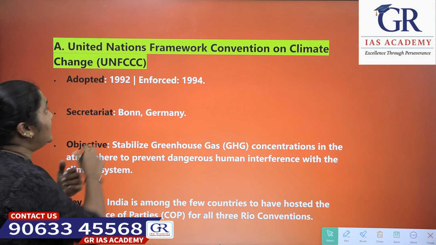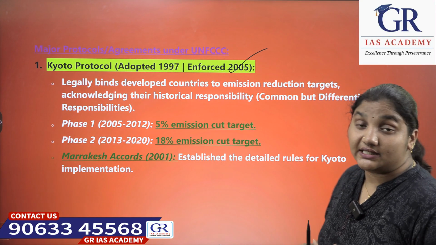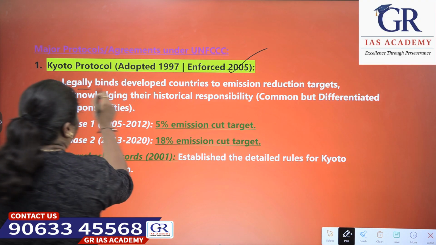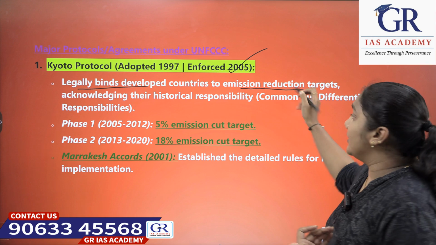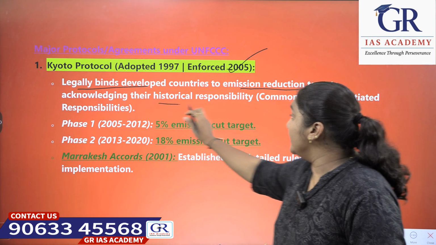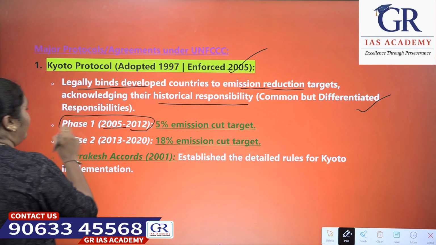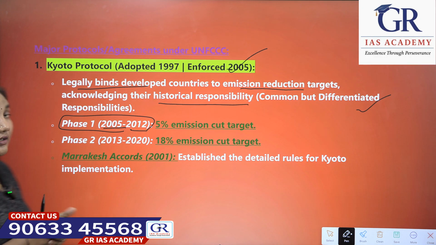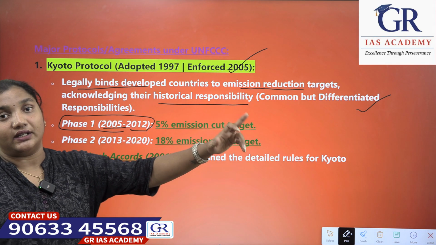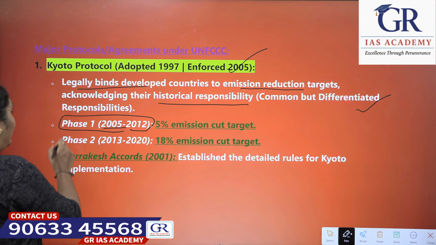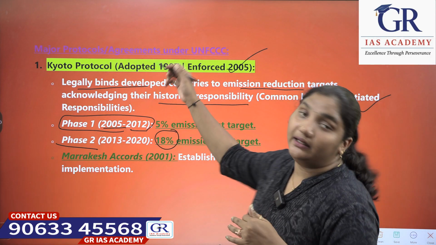The first one is the Kyoto Protocol, adopted in 1997 and enforced in 2005. It legally binds developed countries, not developing countries, to emission reduction targets, acknowledging their historical responsibility, like common but differentiated responsibilities. The Kyoto Protocol came in two phases. In phase 1, from 2005 to 2012, it had a target of 5% emission cut. In phase 2, from 2013 to 2020, it had a target of 18% emission cut.